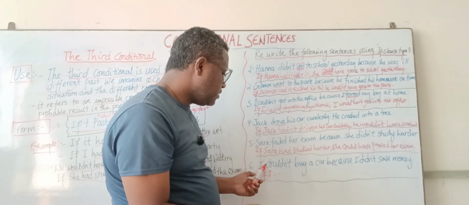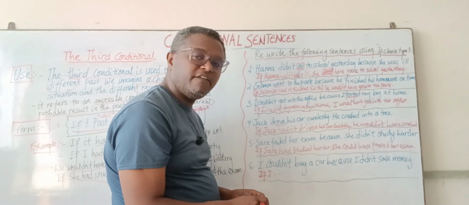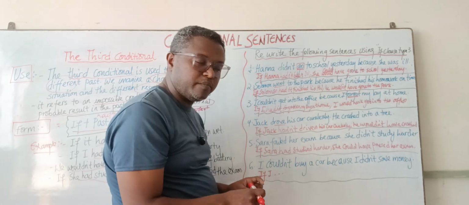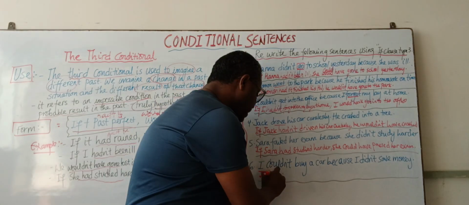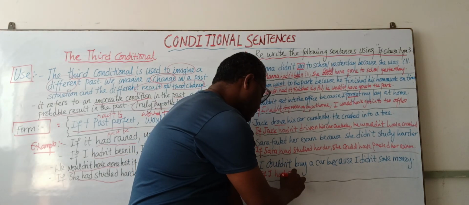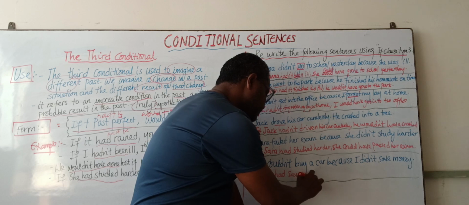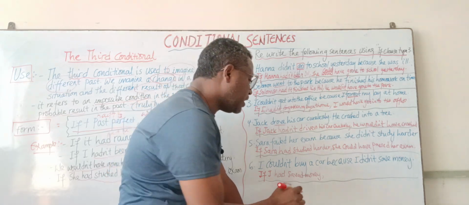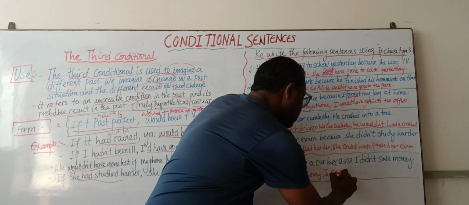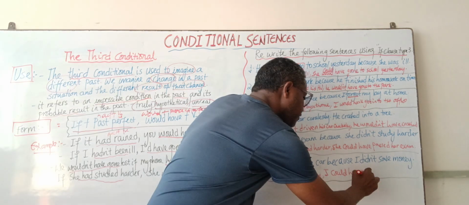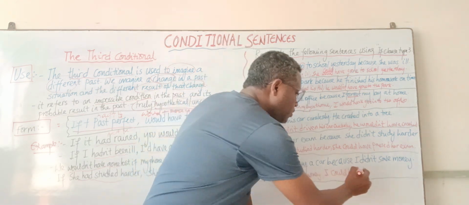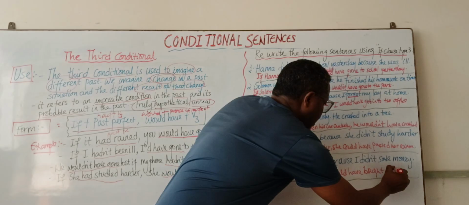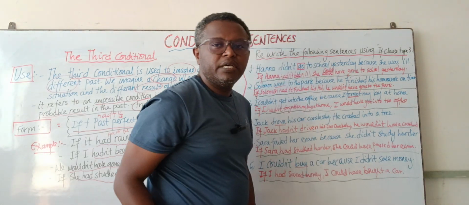The last one, I couldn't buy a car because I didn't save money. So if I in the past had saved money, if I had saved enough money, I could have, the action is buy, so I could have bought a car.